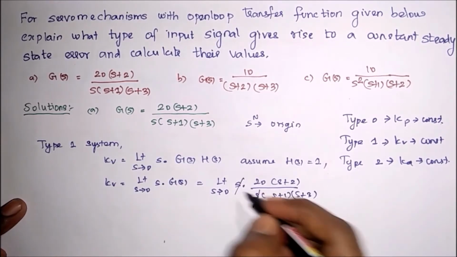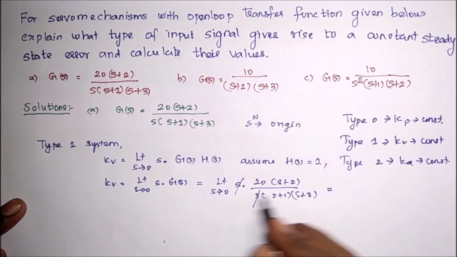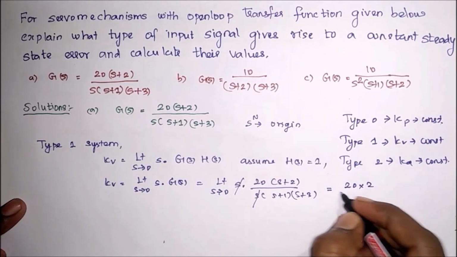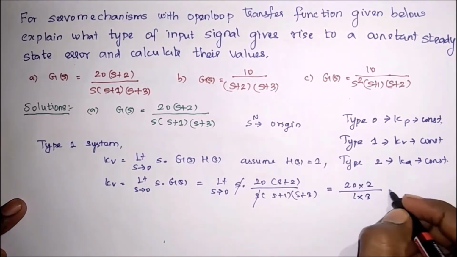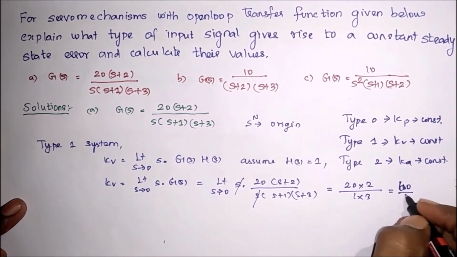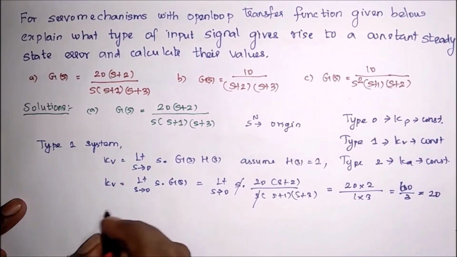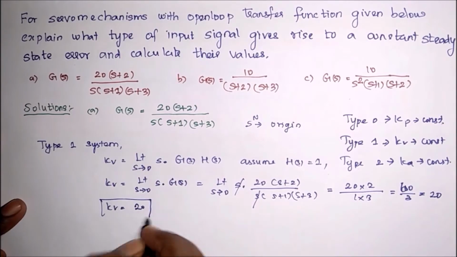So now this s will cancel out. Now we have to substitute s equal to 0. If we substitute here, 20 into 2 divided by 1 into 3, so we will get 40 divided by 3. So now Kv equals 40 by 3.